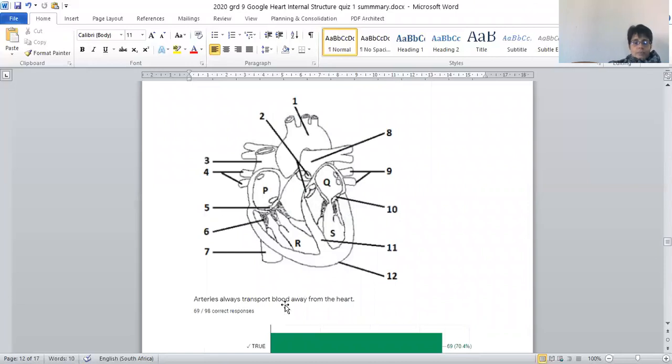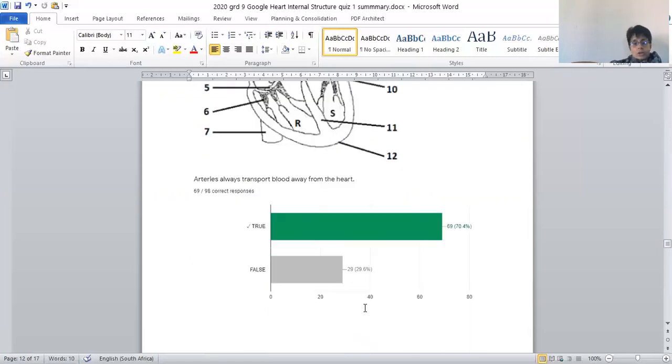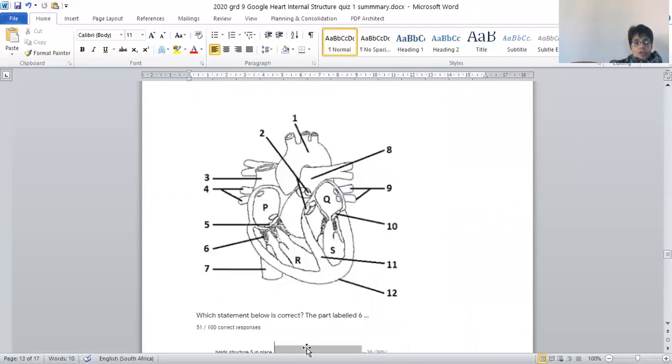Arteries always transport blood away from the heart. It's true. I think you're thinking of the pulmonary artery, which transports deoxygenated blood, but it's still away from the heart. Next one. Which statement is correct?